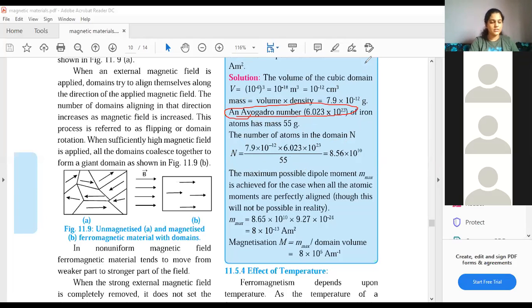Avogadro's number indicates the number of molecules or atoms in one mole. Number of particles in 1 mole. Yes, the number of molecules or atoms, or number of units, in 1 mole. In this case, we are discussing atoms. You can write it down somewhere, students, for people who don't know. Draw this symbol. This is the symbol for Avogadro's number. You can write down: number of units in 1 mole.